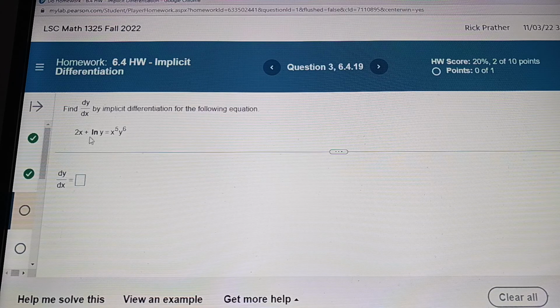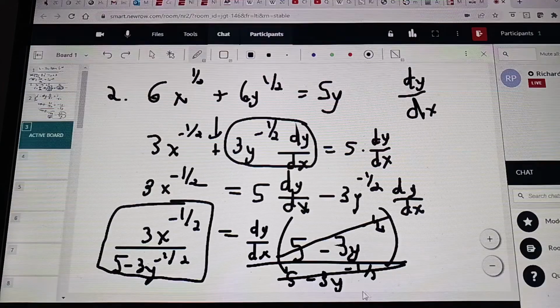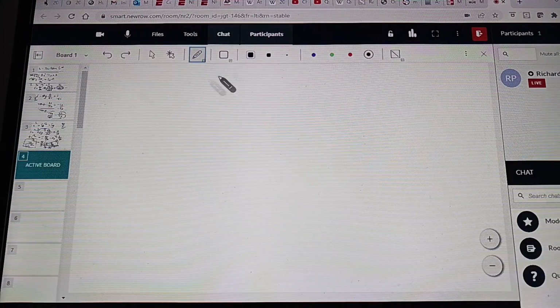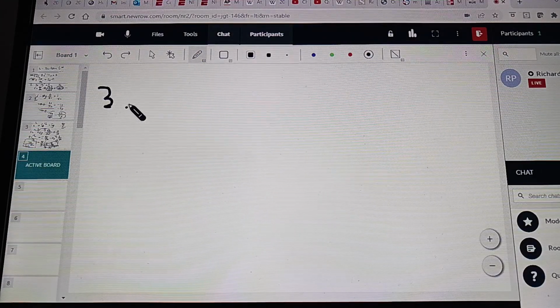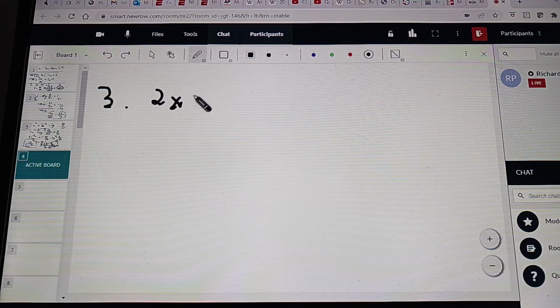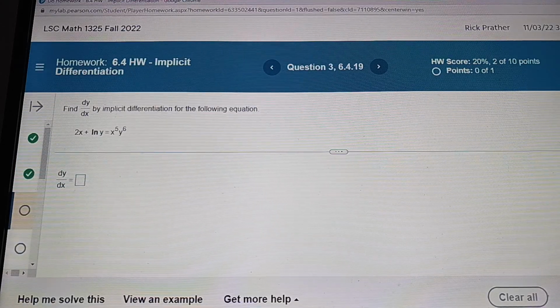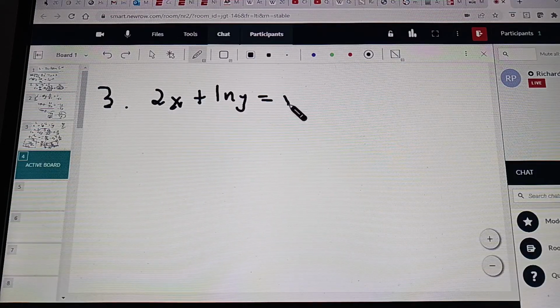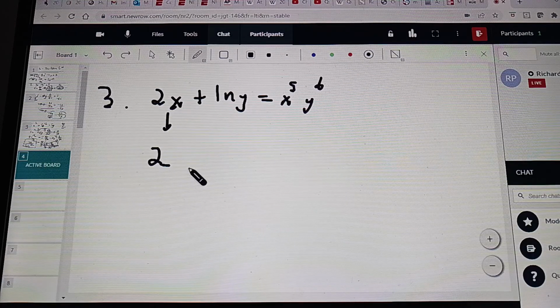Okay, so now we got two different x's, two different y's. There's exponents. There's even a log. So now they're just going to hit us with stuff from the past. 2x plus ln of y equals x to the 5th and y to the 6th. Okay, go term by term. The derivative of 2x is literally just 2, and it would be times dx over dx, but that's 1.